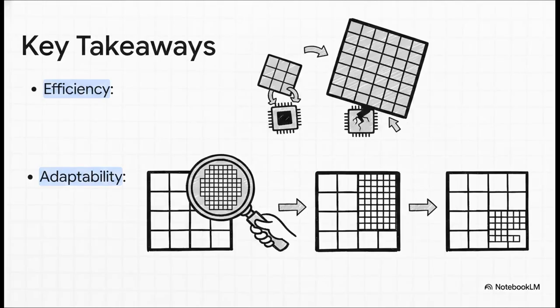So let's just boil this all down. The 3 big takeaways. First, efficiency. QuadTrees are amazing because they don't waste memory on big, boring, uniform areas. Second, adaptability. They give you that super high resolution, but only exactly where you need it. And third, they're dynamic. The map isn't set in stone. It grows, it shrinks, it evolves right alongside the robot as it explores.